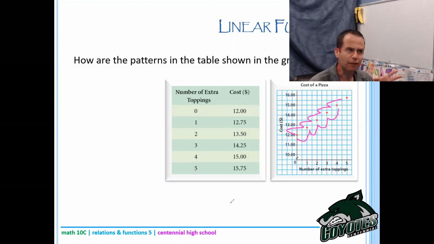Sorry, that took a lot for me to get out there. I was trying not to say they form a line because I don't want you to think that they're continuous data, but the dots themselves are going in the shape of a line, okay? All right.